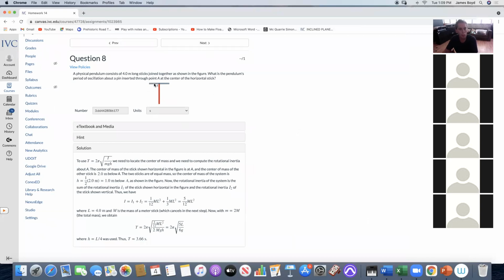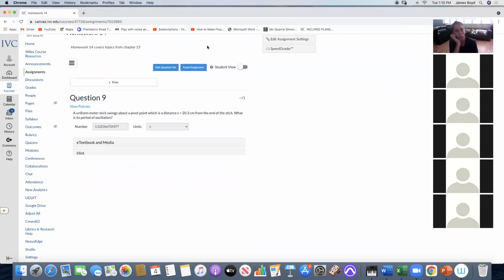Yep, that one's weird. Just don't forget, period is 2 pi I over mg little r. Finding the center of mass, you get L to the 4th because it's right here. The m in mgr is 2m. I is ml squared over 12, plus ml squared over 3. This one's going about its center, this one's going about its one end.